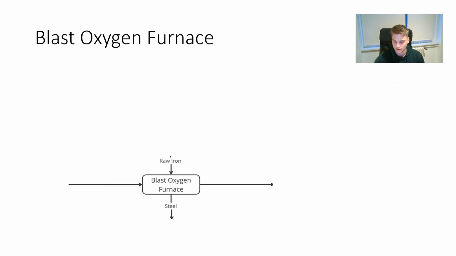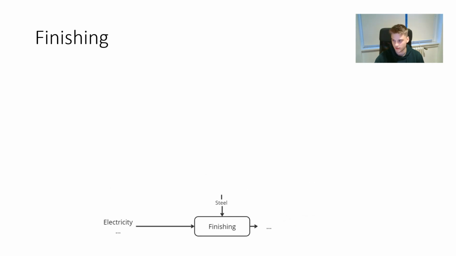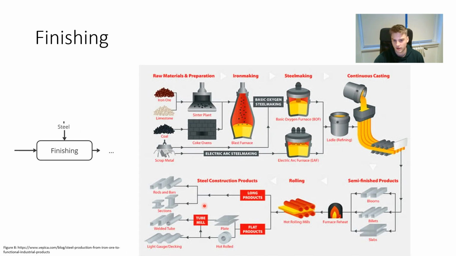Now we get to the last step. We now have the raw steel, and steel is now finished. So we want the steel in different forms or different alloys and so on, and this is done during finishing. Here's a flowchart of steel production. So we can see here we have covered this part with iron ore, sintering, coke, blast furnace and blast oxygen furnace, but now the molten steel is casted and can be put into different forms, different alloys and so on.